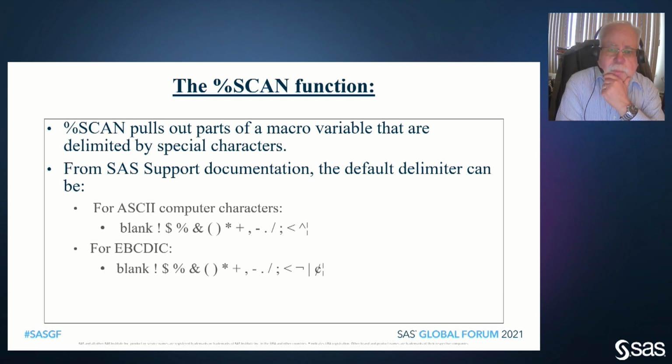Okay, so what is the scan function? The scan function is a macro function that pulls out parts of a macro variable that has values in that macro variable that are delimited by special characters. And the special characters, from the SAS support documentation, it's typically a blank, but there may be some other delimiters. And typically in this presentation, I'll just use blank as my delimiter.